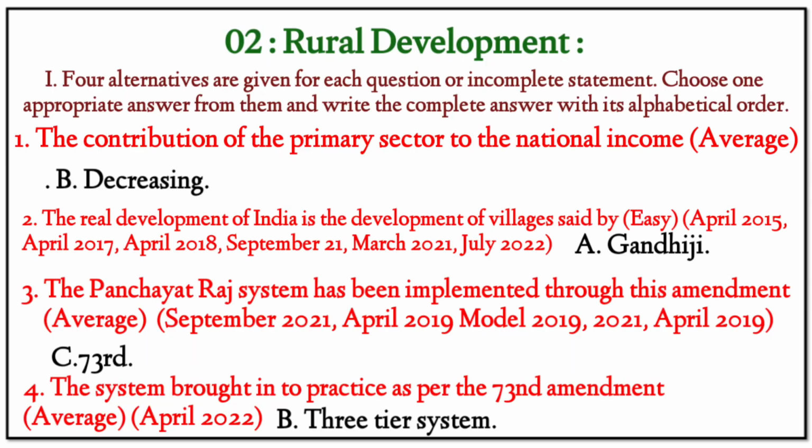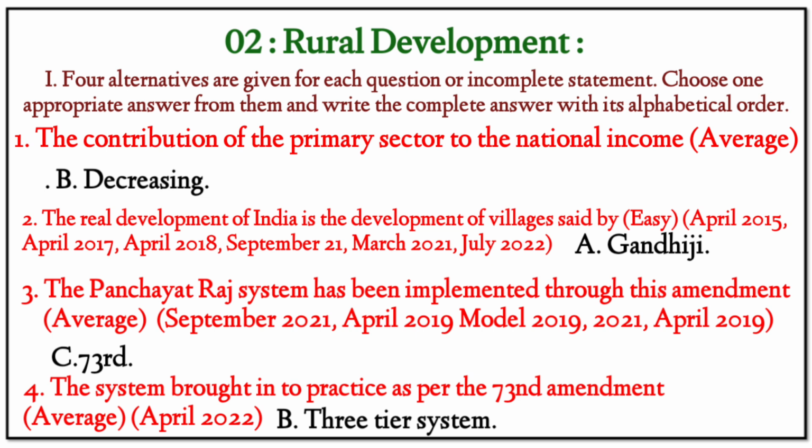Let's begin with question 1. The contribution of the primary sector to the national income. Our right option is B, decreasing. 2. The real development of India is the development of villages, stated by. Our right option is A, Gandhiji. 3. The Panchayat Raj system has been implemented through this amendment. Our right option is C, 73rd.